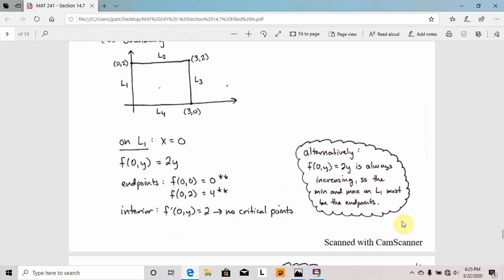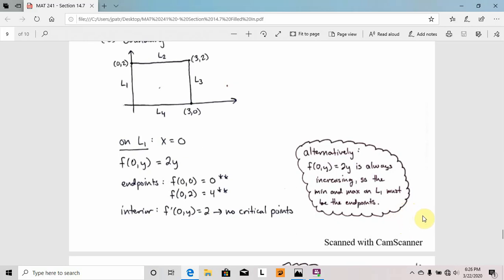Alternatively, if you're looking for the max and min along that line segment, you could say, well, 2y is always increasing, right? As y increases, 2y increases. So that means the minimum has to be where y equals 0 and the max is where y equals 2 on that line segment. That does work. So you can reason through it like that as well. So that thing that's inside the cloud, that's another way that you can essentially get the same answer.